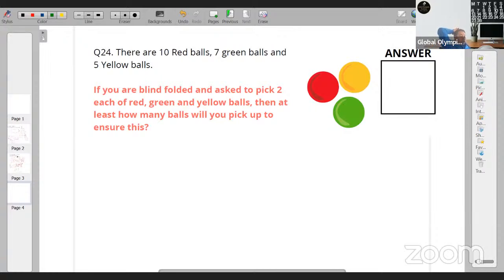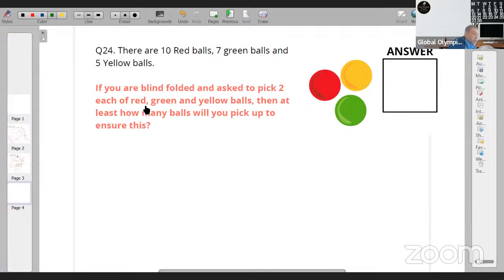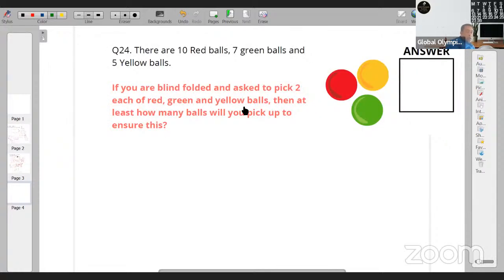Think about it. Think about this question. Don't quickly answer. This is with worst case scenario, which talks about the pigeonhole principle kind of a thing. Okay, you have to think about it. You have to ensure that you get at least 2 of red and 2 of green and 2 of yellow. At least. That is your condition. You can have more than 2, that's fine. But there should be at least 2.